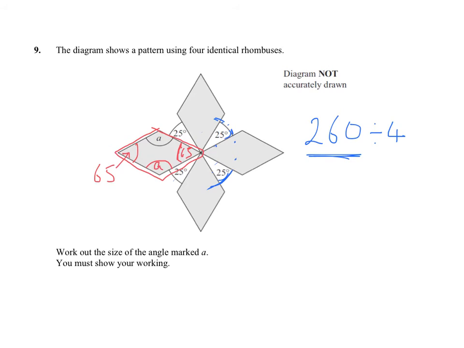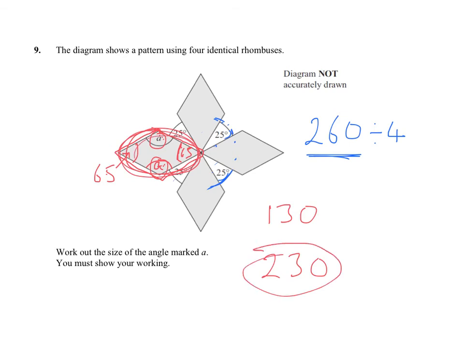A lot of people remembered that the angles in a quadrilateral add up to 360. So 65 plus 65 is 130. So these two angles here, these A's, add up to 230 because all four of the angles in this shape add up to 360.